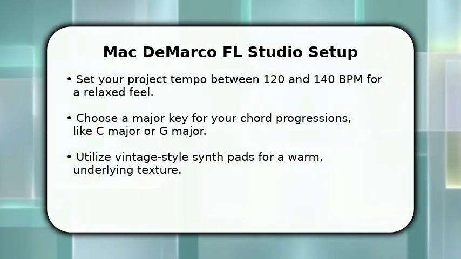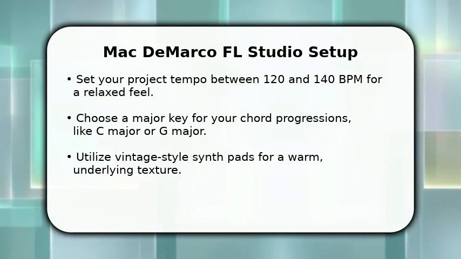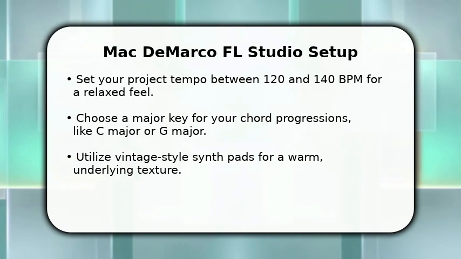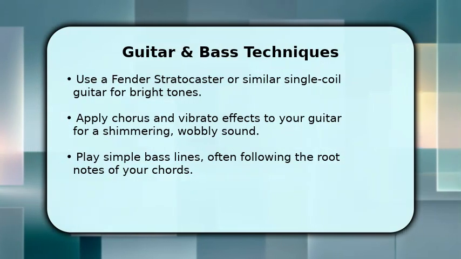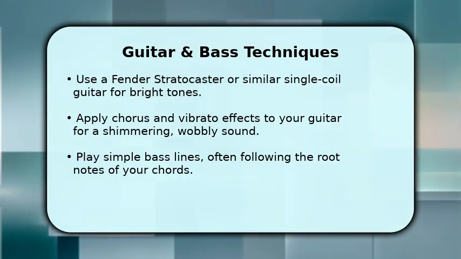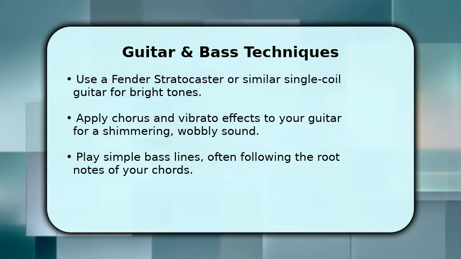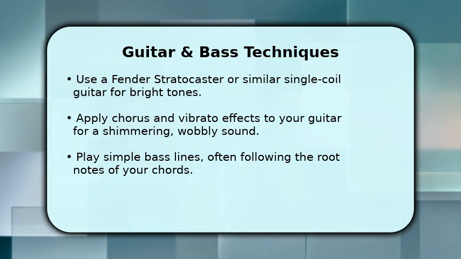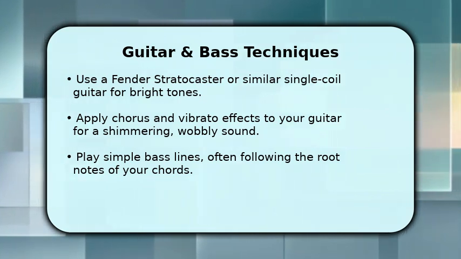You might also experiment with tuning your guitar slightly off 440 Hz for that signature, slightly detuned character. For guitar, a Fender Stratocaster or similar single-coil instrument is ideal for bright, jangly tones. Crucially, add chorus and vibrato effects to create that signature shimmering, slightly wobbly sound.